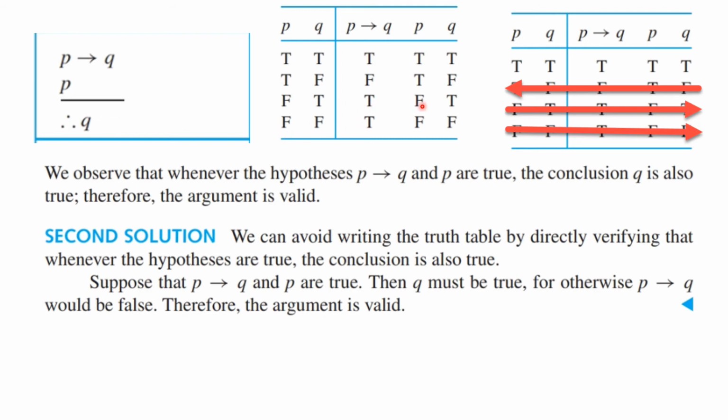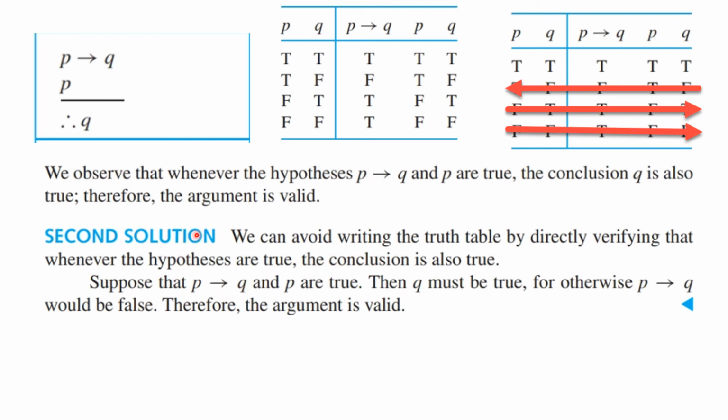So here is our truth table, and we mark off every place where this one is false, and we also mark off with the red marks everywhere where this one is false, and we see the only one we're left with is this one, and that says Q has to be true. So we observe that whenever this and this are true, the conclusion Q must also follow.